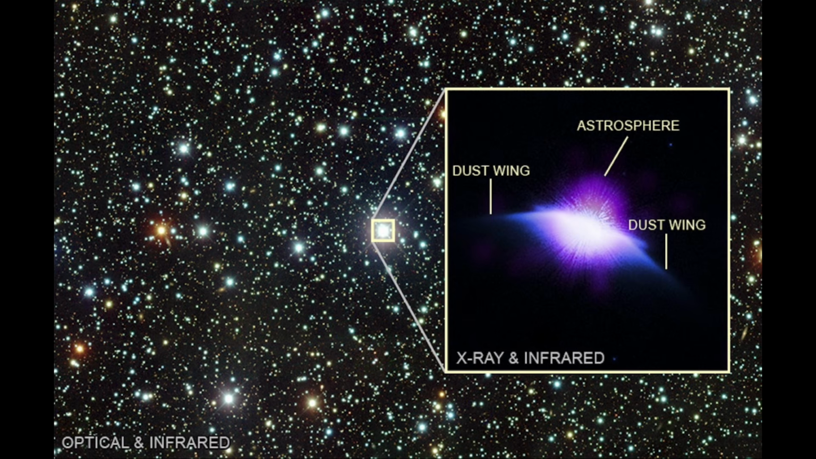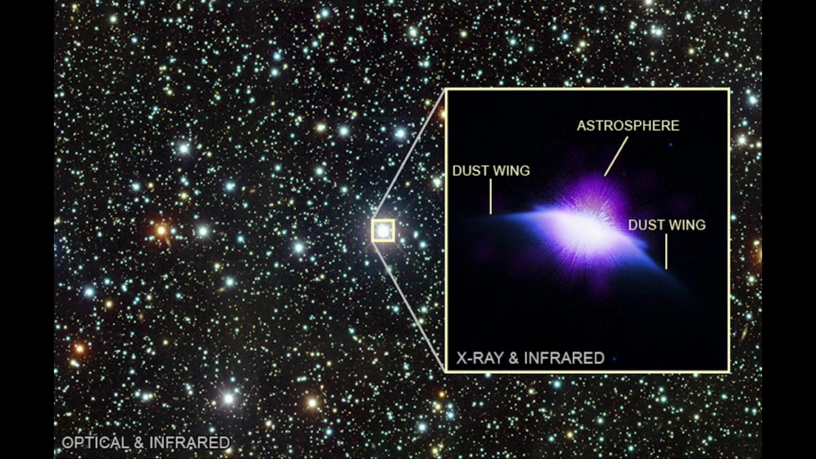Now we see two different images here. The main image shows it in the optical and infrared, and it's marked there at the center in the box. And then the inset image expanded looks at it in the X-ray and infrared.